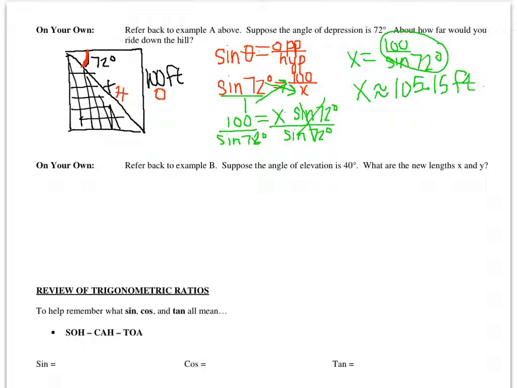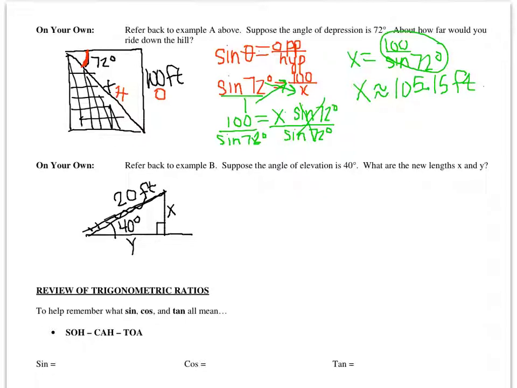The next one says refer back to example B. So this is the one where I had this little thing that was stuck up in the air. I had my crossing guard, my railroad crossing arm that was stuck up in the air. And then it's stuck at an angle of elevation now of 40 degrees. And we know the length is 20 feet of our crossing arm. And it says, what are the new lengths of x and y? So here's my right angle. Y is down here and x is on this side.